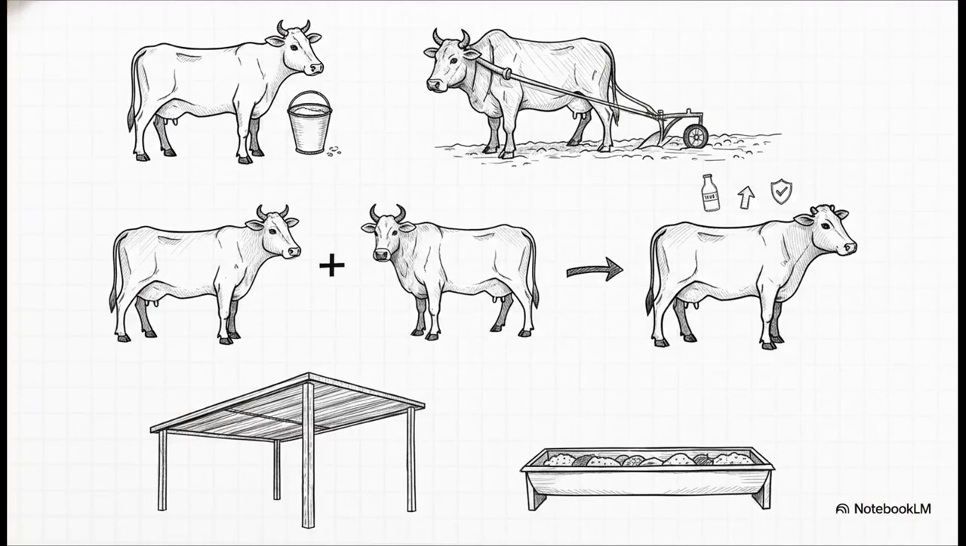Let's start with cattle farming. We raise cattle for two main purposes. Milk animals, like cows and buffaloes, are raised for milk, and draught animals, like bullocks, are used for farm labor. A very important practice here is crossbreeding. We cross an exotic breed, like a Jersey cow, which gives a lot of milk, with a local breed, like a Sahiwal, which has good resistance to diseases. This gives us a new breed that has both good qualities.